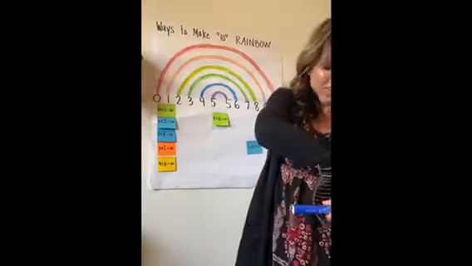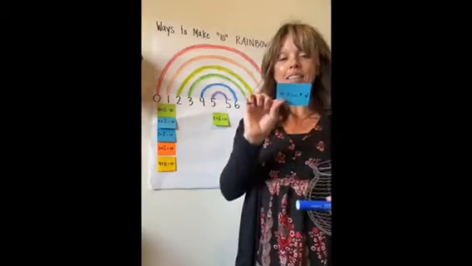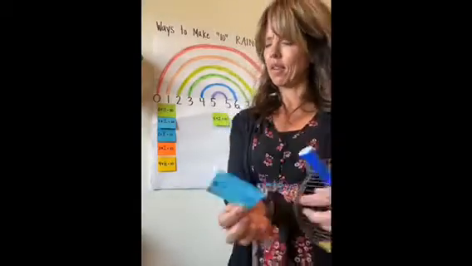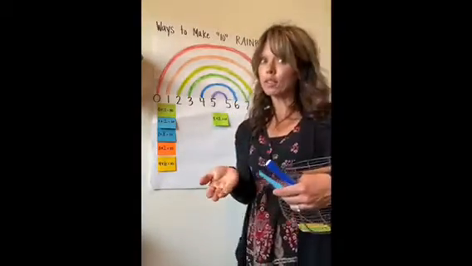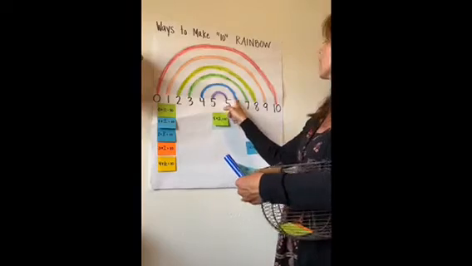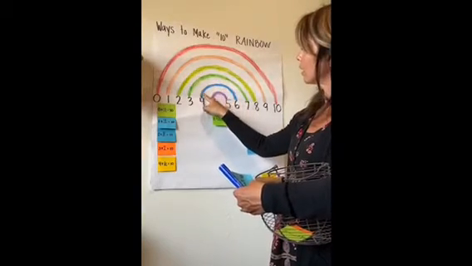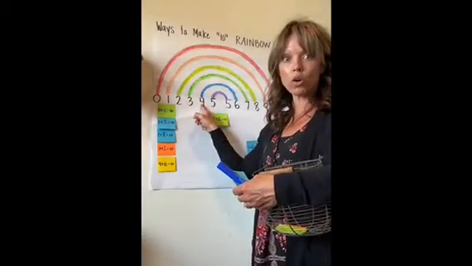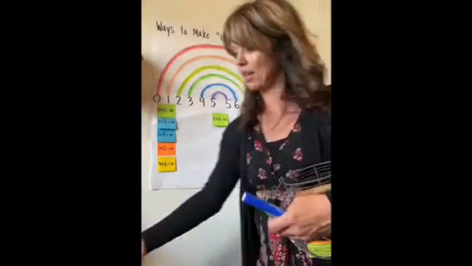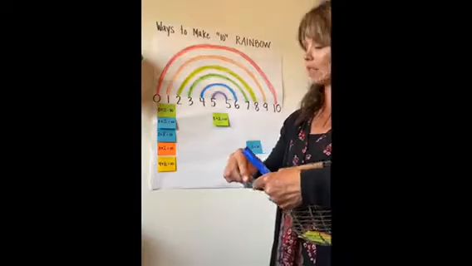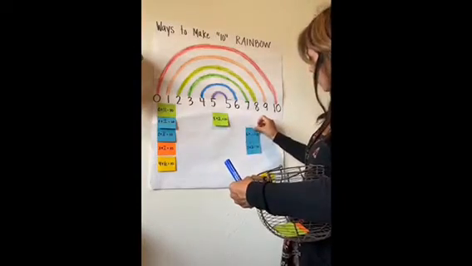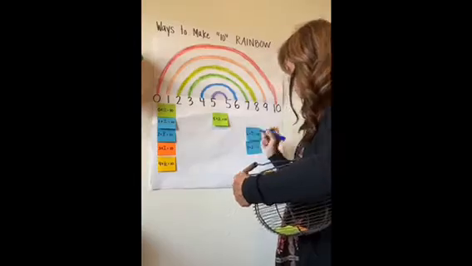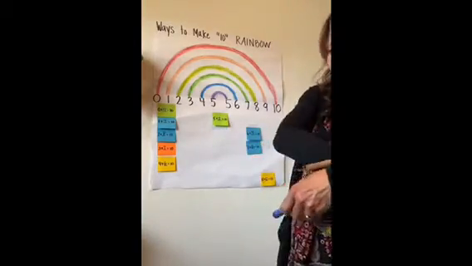Okay, let's try another one. 6 plus blank equals 10. Okay, same process. Find your 6. Take it over, and you have 6 plus 4 equals 10. Okay, we have 2 more.